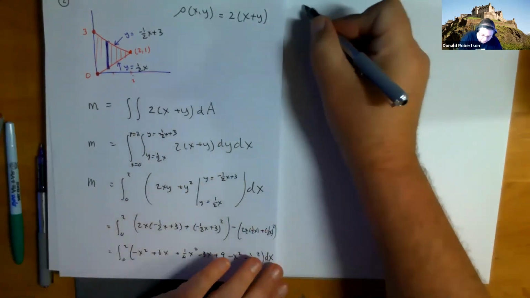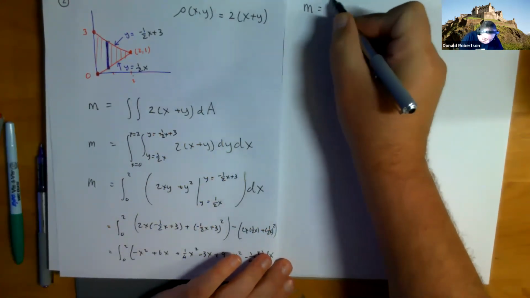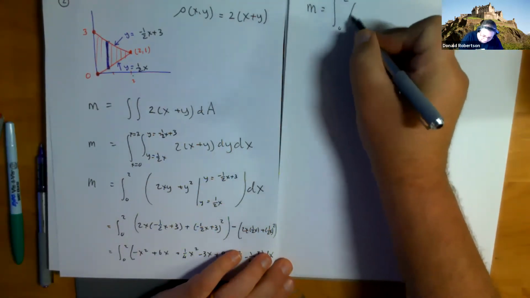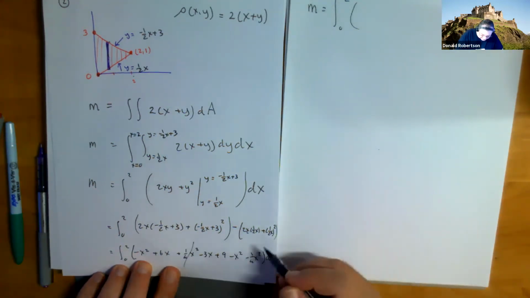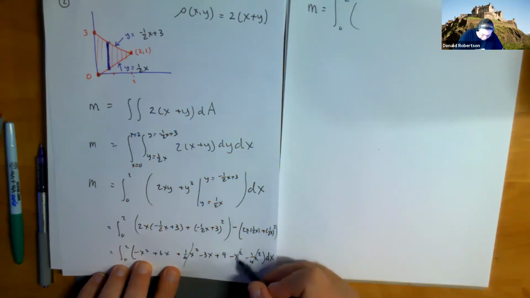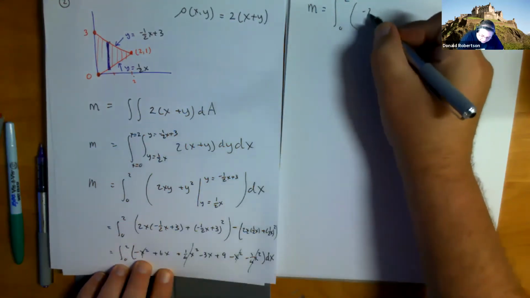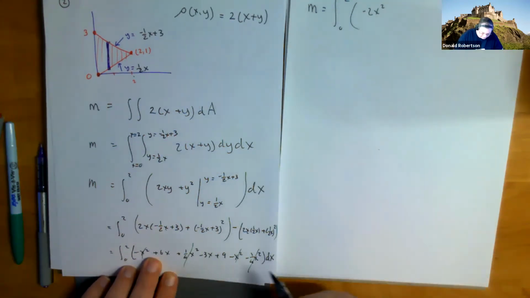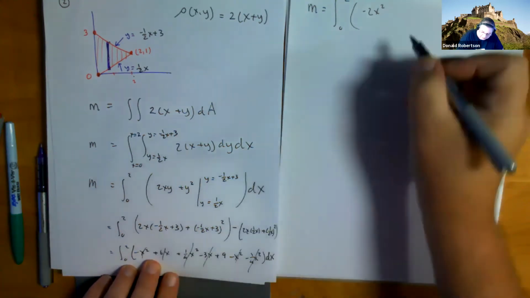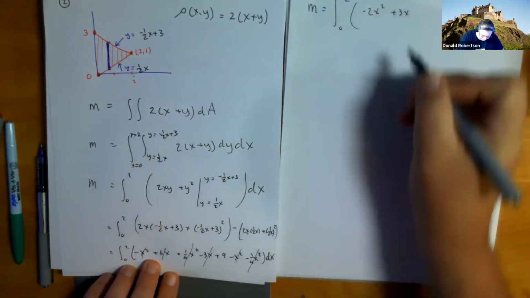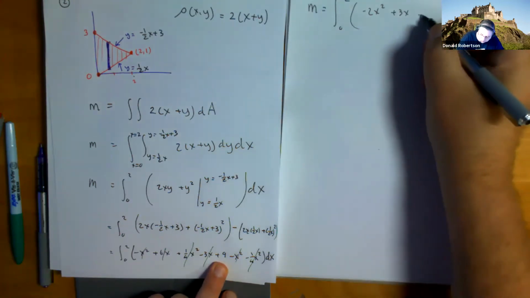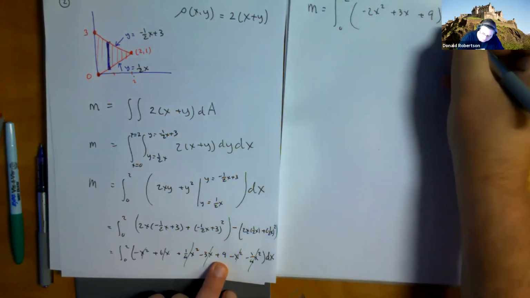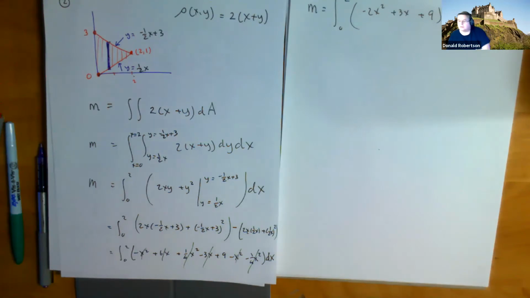Continuing. It's going to be the integral from 0 to 2. Let's collect like terms. Well, that guy kills that guy off, and that guy gets me -2x squared. This guy and this guy gets me, I believe, plus 3x. And the only number I seem to have is 9. Are we good?